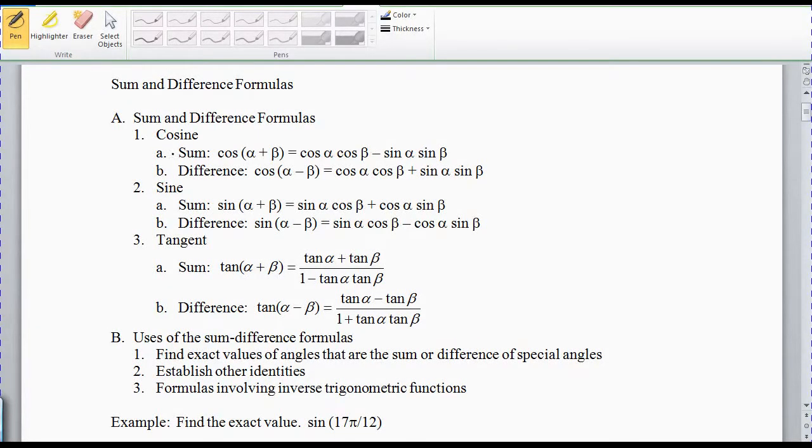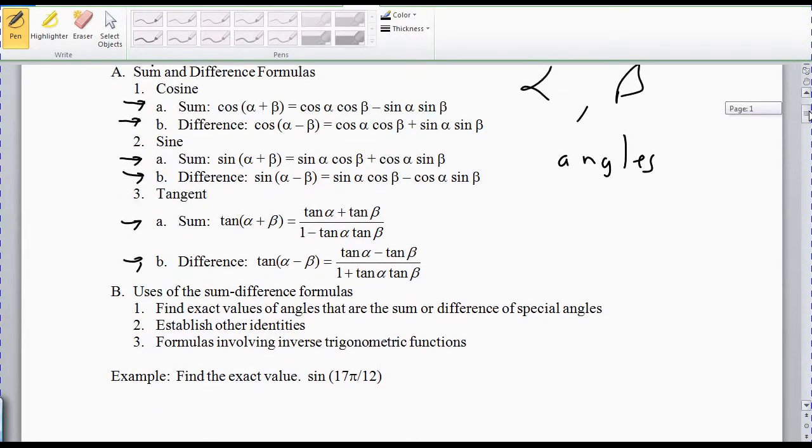Sum and difference formulas. Sum means to add, difference means to subtract. We have 5 or 6 main ones: 2 for sine, 2 for cosine, and 2 for tangent. And the alpha and the beta are just angles. These are the main six, and we're going to use them to answer some questions.